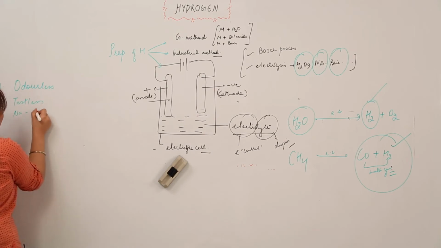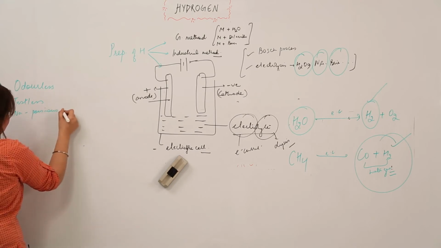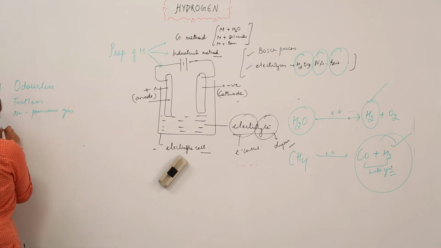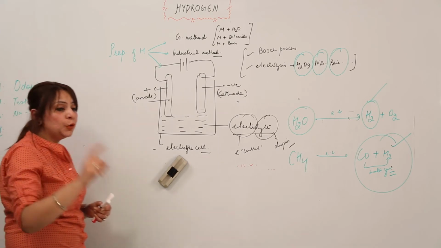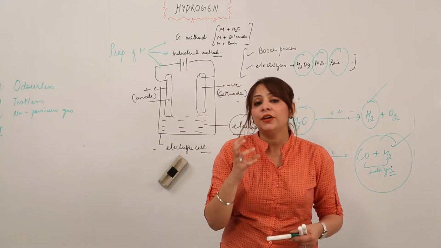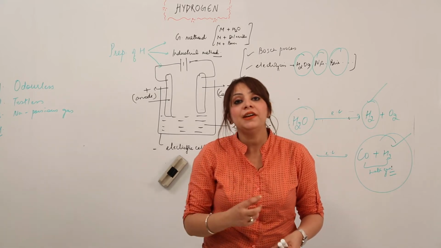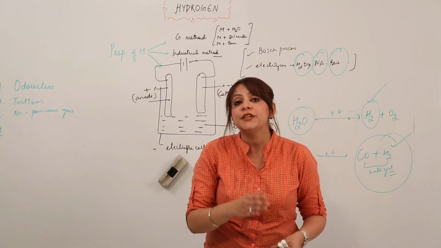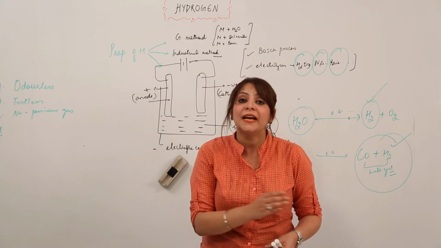It is non-poisonous. And the most important thing about hydrogen is that it is less dense. You can say it is lighter than air even. And how many times? By 14.4 times it is lighter than air.